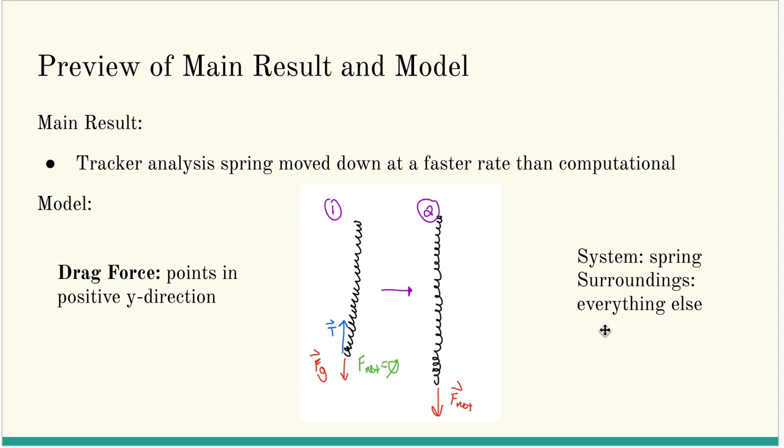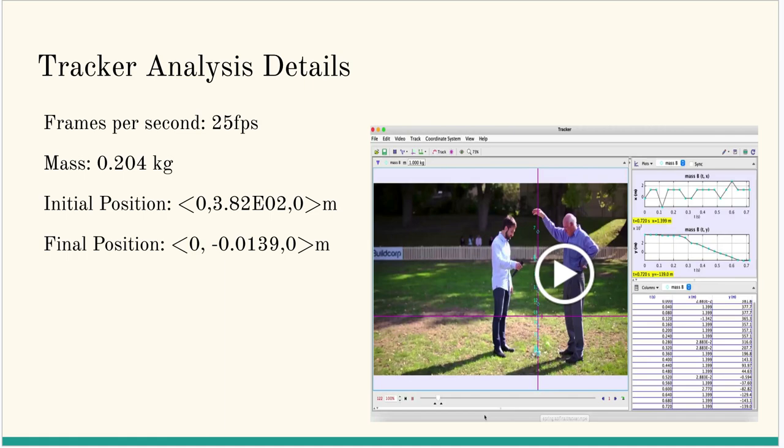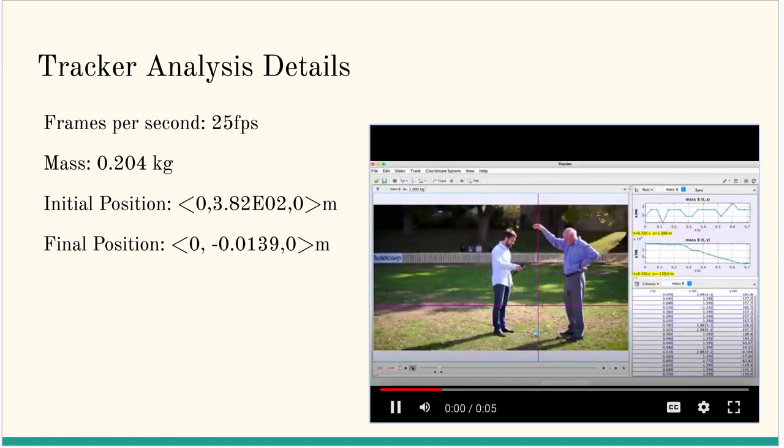So these were the system and the surroundings. The system was mainly just the spring. This was the frames per second, the mass of the spring, and the initial and final position. And this is how the video is analyzed through tracker analysis.